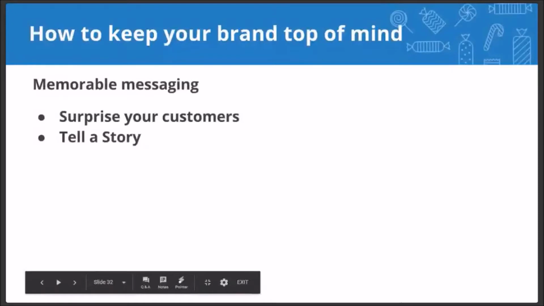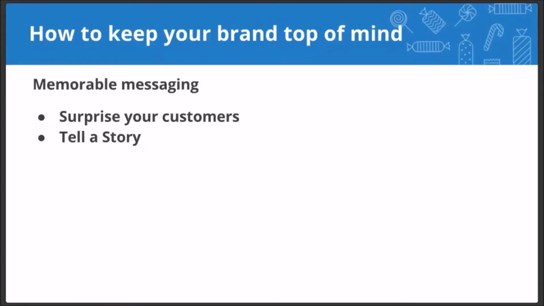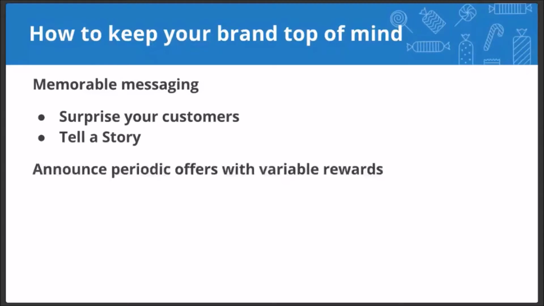One of them is we're going to talk about memorable messaging. So basically adapt your brand messaging so your customers think about you. And we're going to talk about how to surprise your customers and how to tell a story. And I'll get into details very quickly. Also, another way to stay top of mind and get your customers engaged with you is to announce periodic offers with variable rewards from time to time. So we'll show some details about this later too.